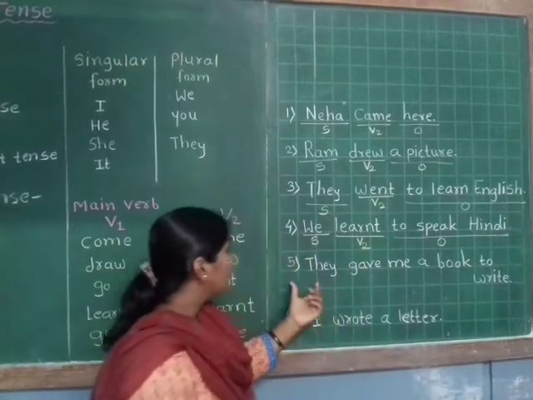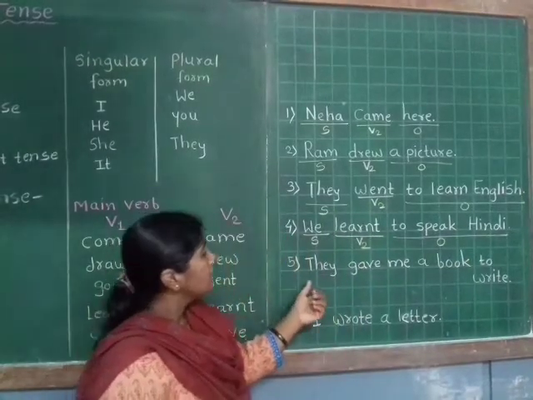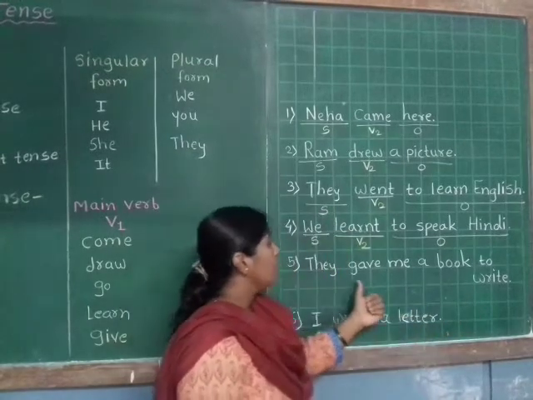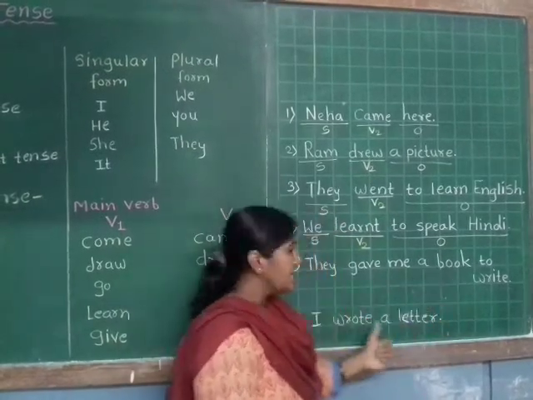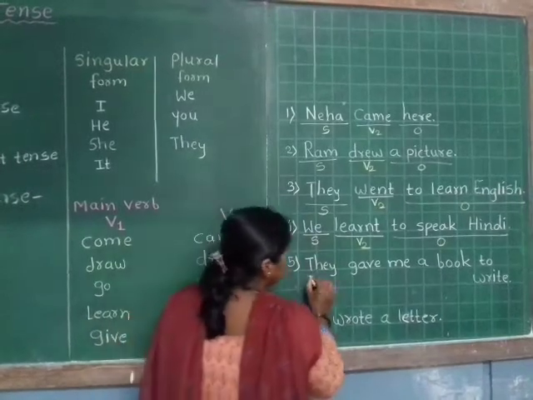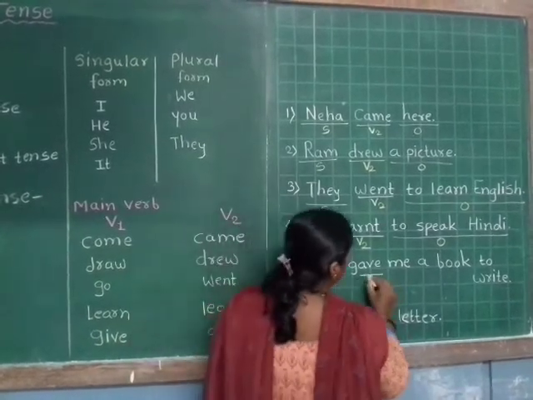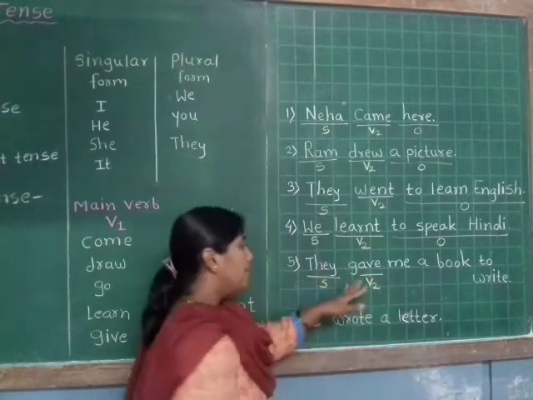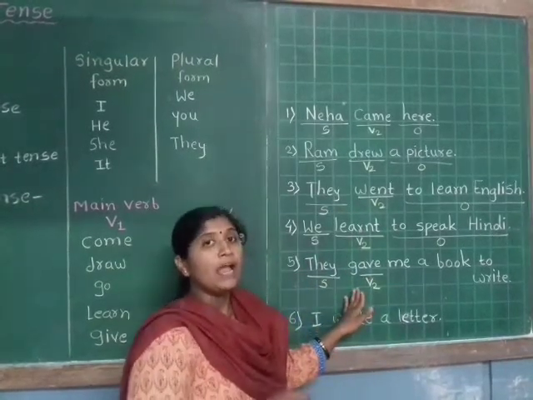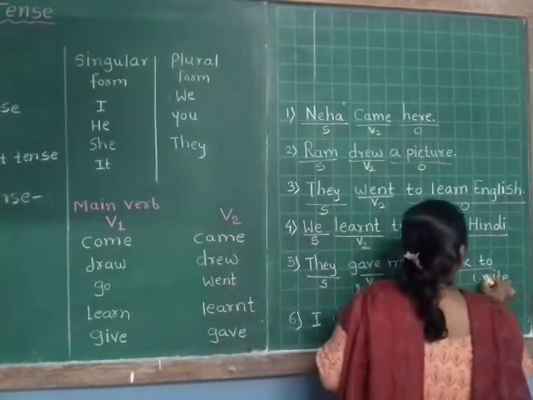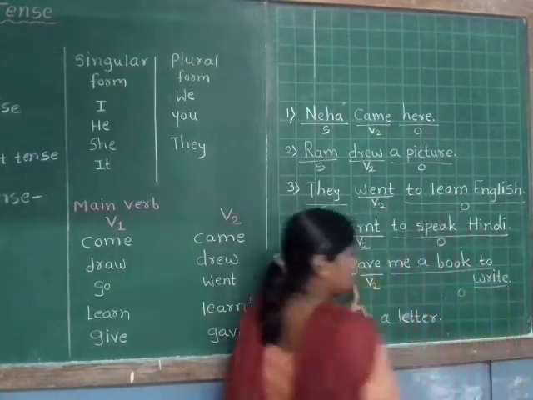Okay. In the next example, they gave me a book to write. In this sentence, they is the subject. Gave is the verb. Main verb is give and the V2 form is gave. Me a book to write is the object.